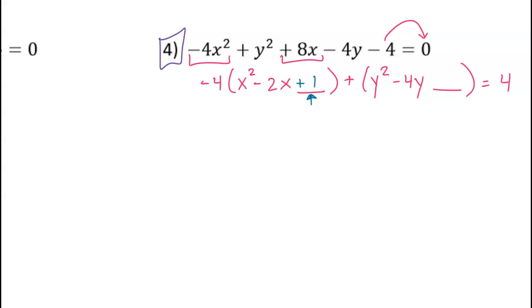Right, you need to multiply the 1 times the negative 4. So we have negative 4 times 1 is what we're adding in here. Then, same process for finding the value added into the y. We take our b value, which is negative 4, divide it by 2, and we get negative 2, and we square it, and we get 4. And this y quadratic doesn't have an a value, so I just add 4 here.